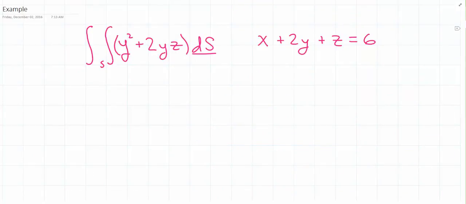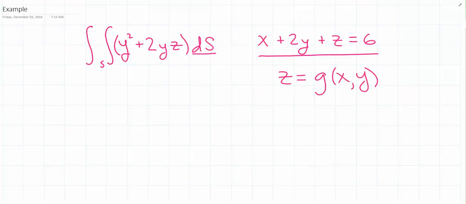I want to evaluate this line integral, and here is my surface. Now, here's what we want to do. We want to solve for z, because remember, we're going to have this form. So I want to solve for z, and what I'm going to get is 6 minus x minus 2y. Now, that's what g of xy equals. So this is g of xy.